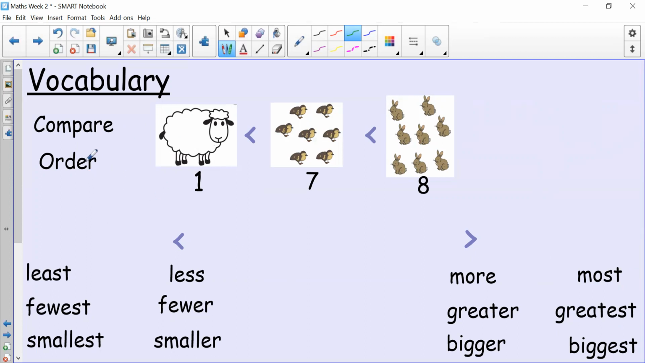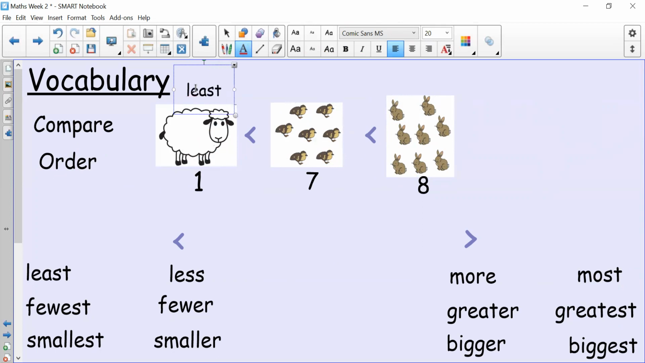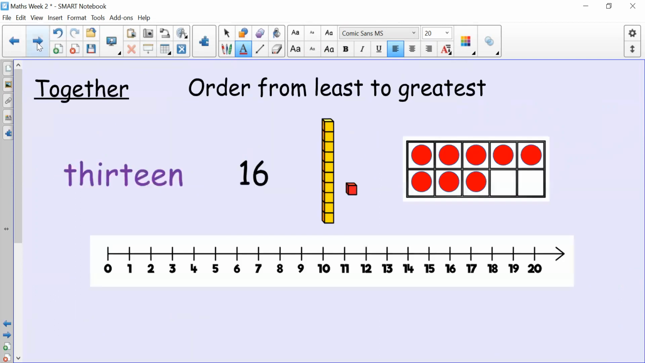So here we've got the word order. That's what we do when we compare more than two numbers. We've got 3 different numbers here that we're comparing, which means that we can order them. So we've got 1 sheep is less than 7 chicks, which is less than 8 rabbits. So we've ordered the animals from least to greatest. That's what we're going to be doing today.